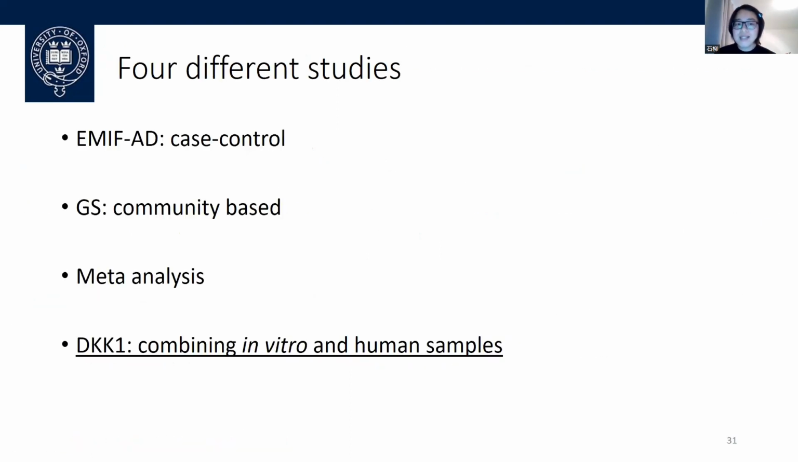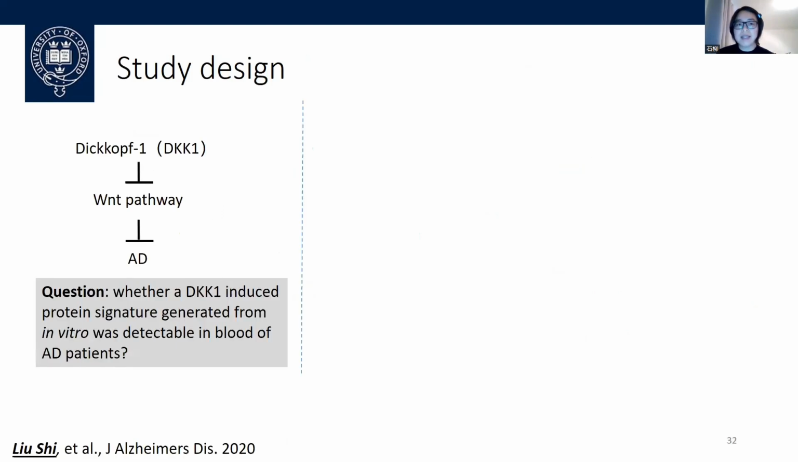So the last study I want to talk about is a DKK1 study, which combines in vitro and human samples. For the study design, lots of evidence shows that the Wnt pathway plays an important role in AD. And DKK1 is the most important protein in the Wnt pathway. So our research question is whether a DKK1-induced protein signature generated in vitro is detectable in human blood.